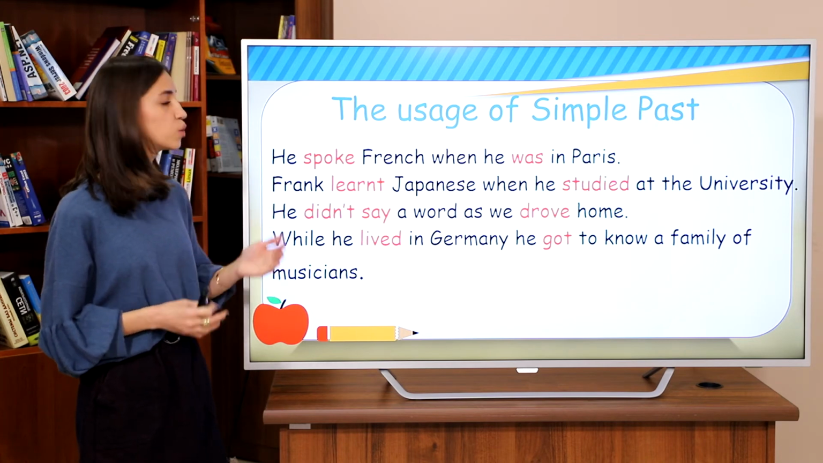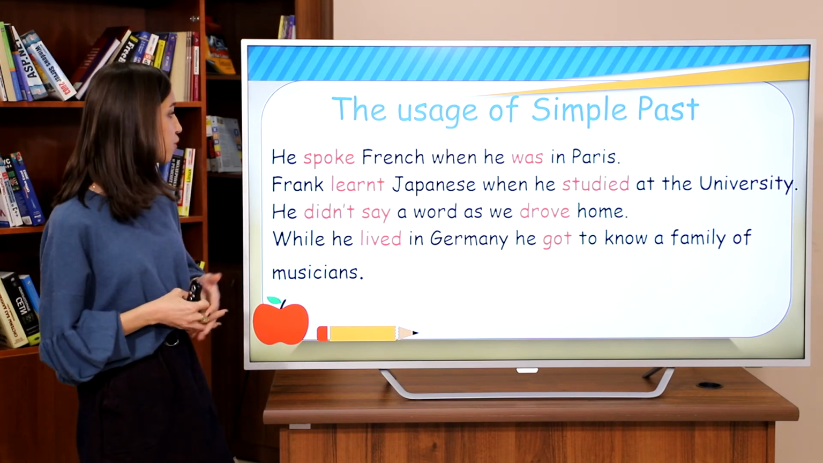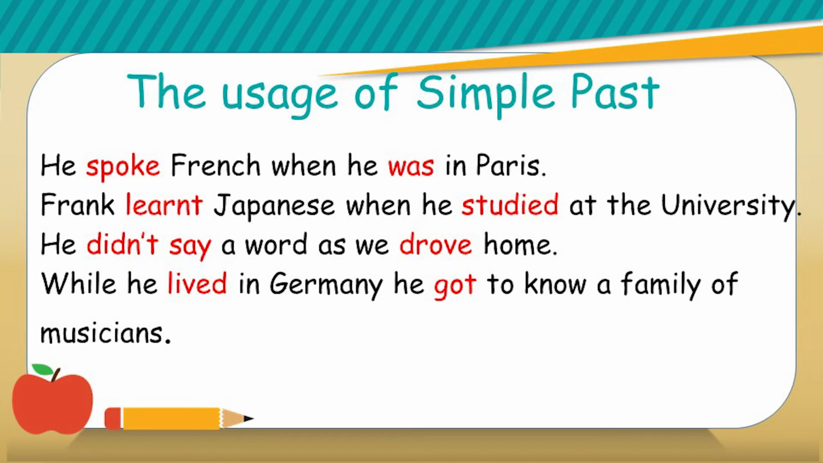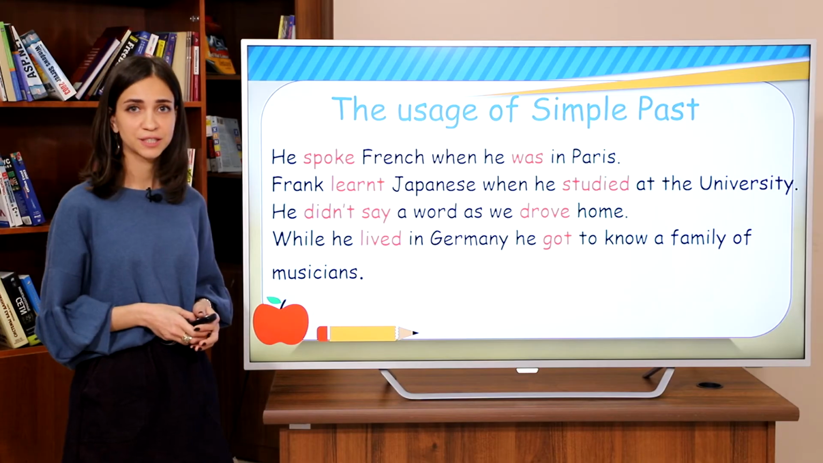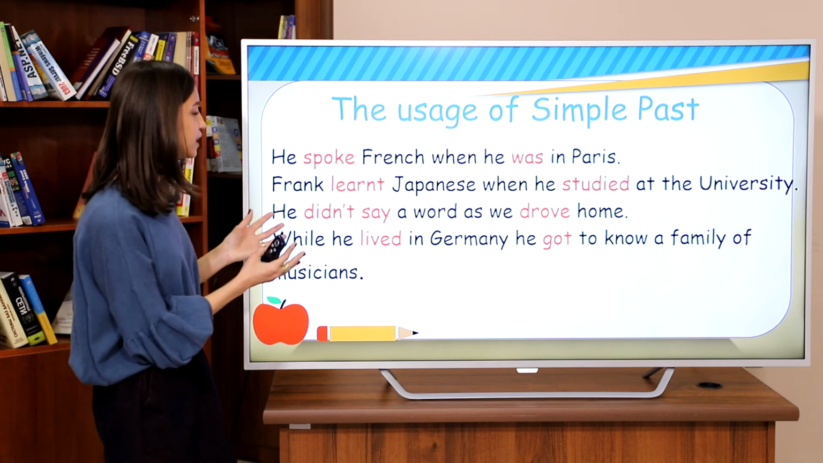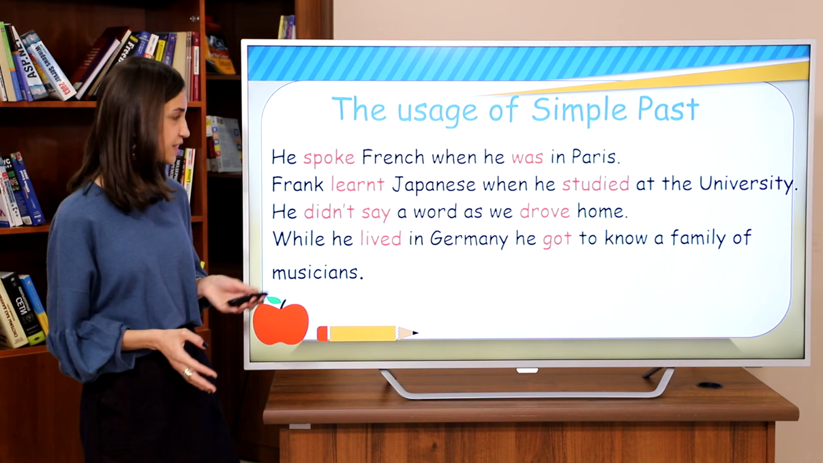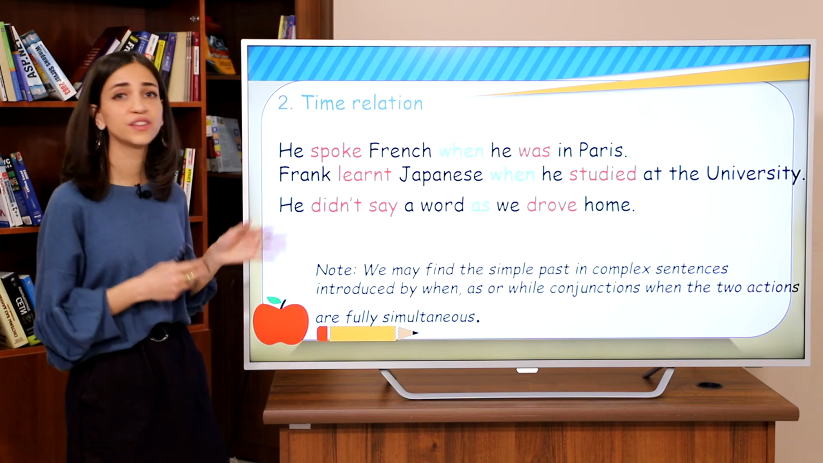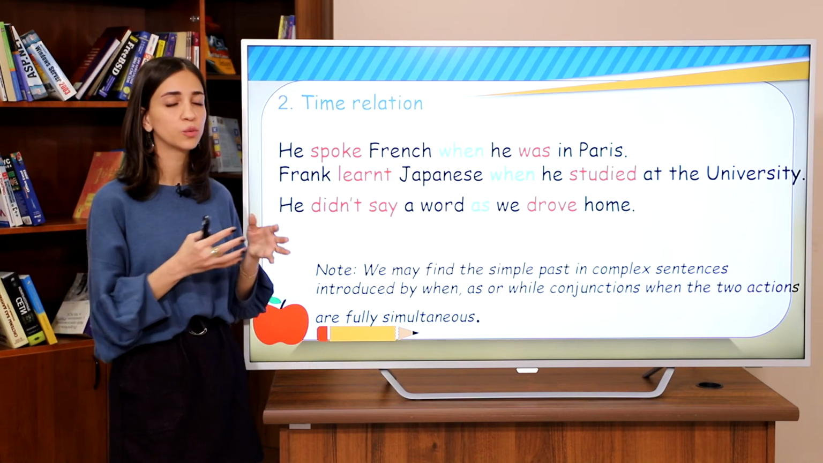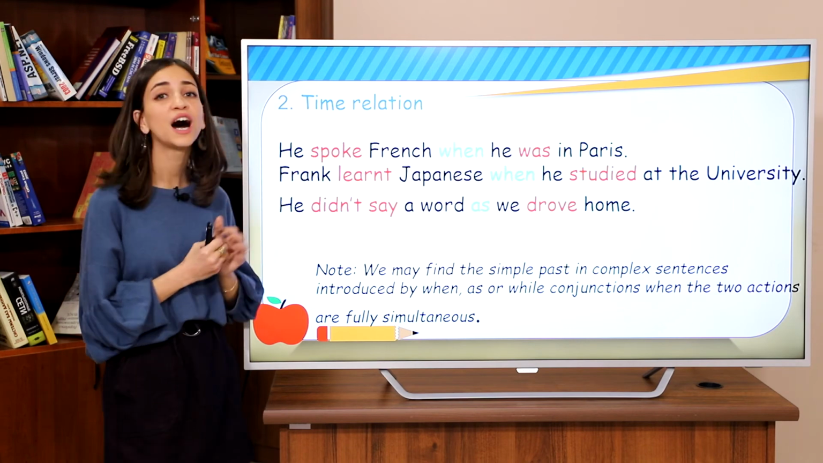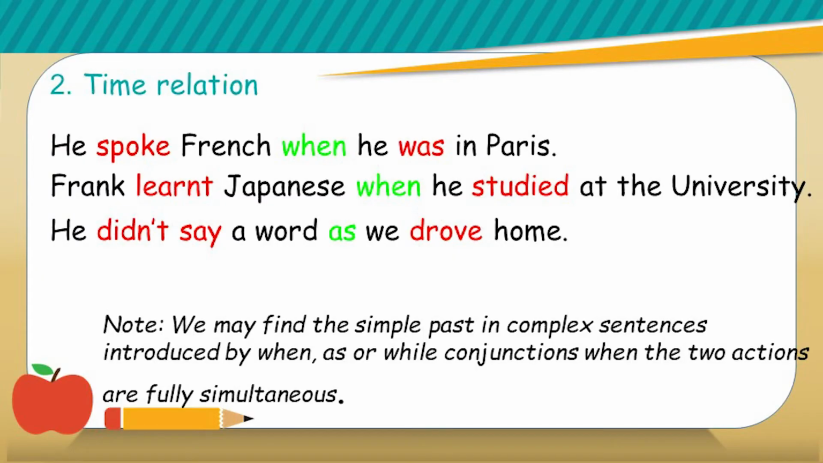He spoke French when he was in Paris. Frank learned Japanese when he studied at the university. He didn't say a word as we drove home. While he lived in Germany, he got to know a family of musicians. Now let's understand why and how we are using simple past in these sentences. So, in these sentences, simple past we are using to show time relation. Այստեղ օրինակները ցույց են տալիս ժամանակի հարաբերություն.